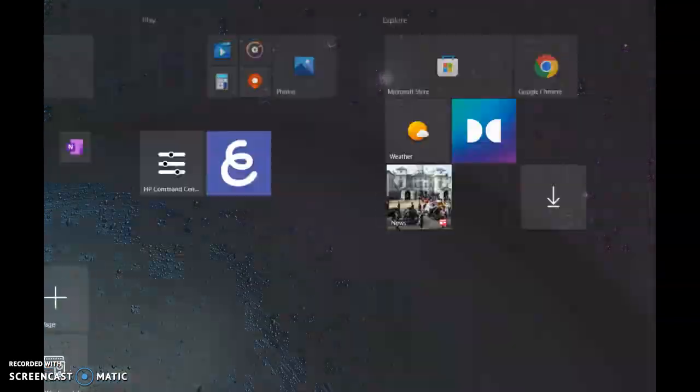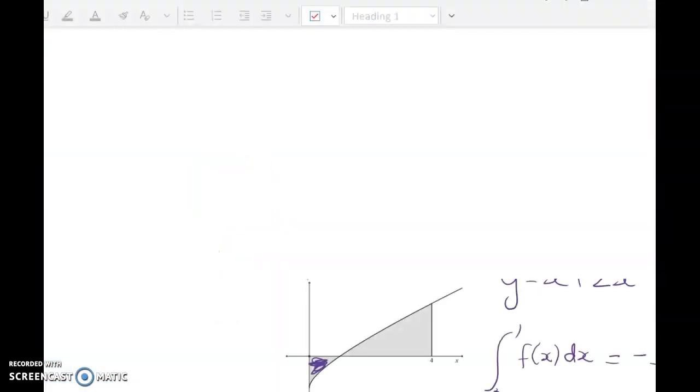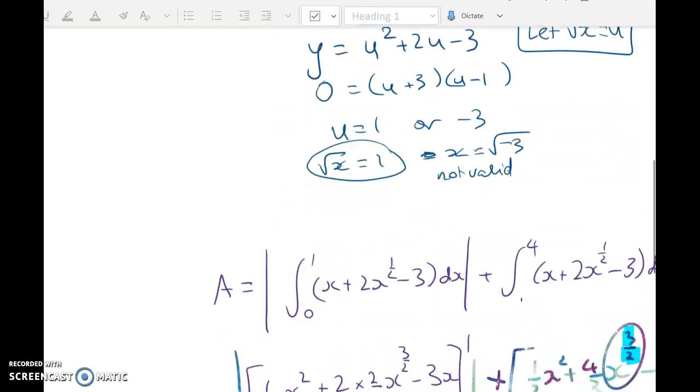And something weird just happened to OneNote. Okay, hopefully it's going to come back to the same place. Nearly.